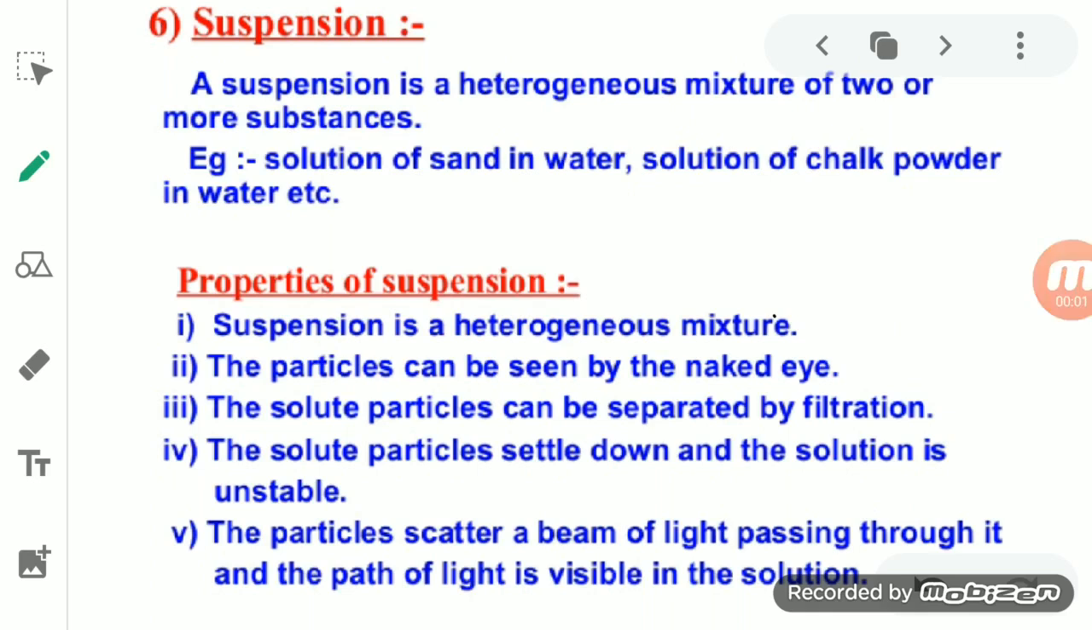So right now we have completed the different properties as well as the different types of solution. Now we will come to the next one, and that is suspension. So we have studied that there are substances which are soluble in water, and since they are dissolved properly in the solvent, thus it forms a true solution.